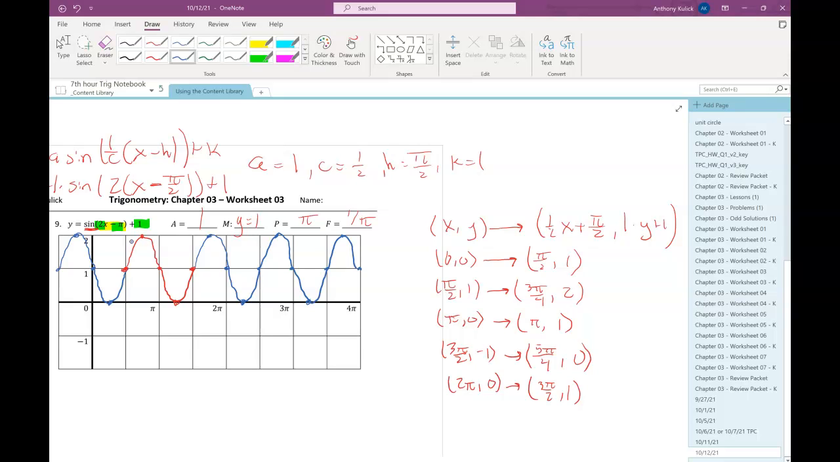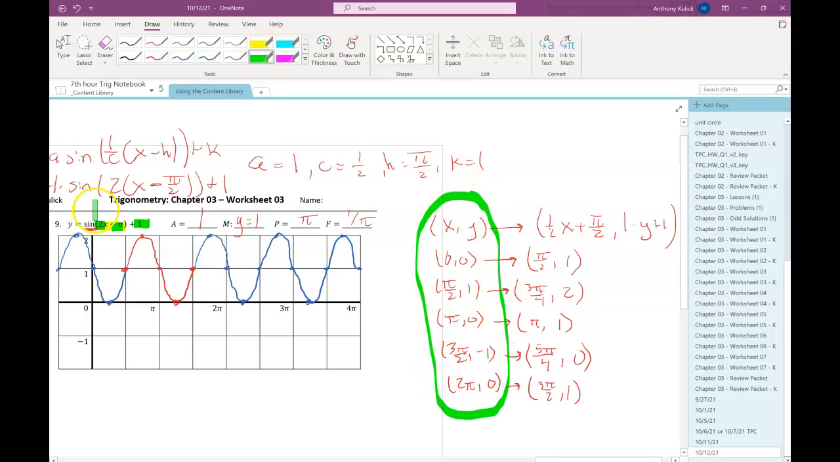John or Joe? I understand how you get the A, M, P, and F values and all those kind of things. But for the X and Y values, when you're trying to find the points, the 0, 0, the pi over 2, comma 1, where did you get those again? Or are we supposed to know that?